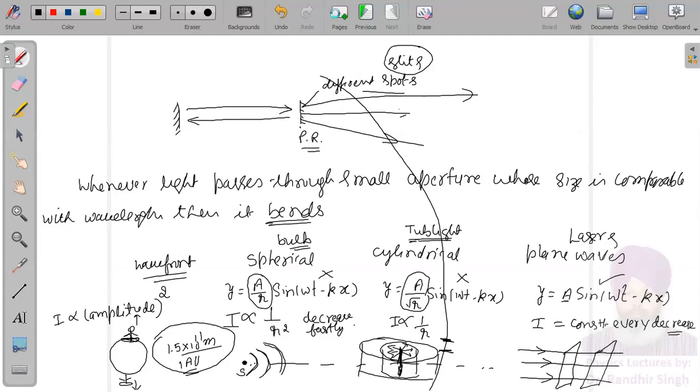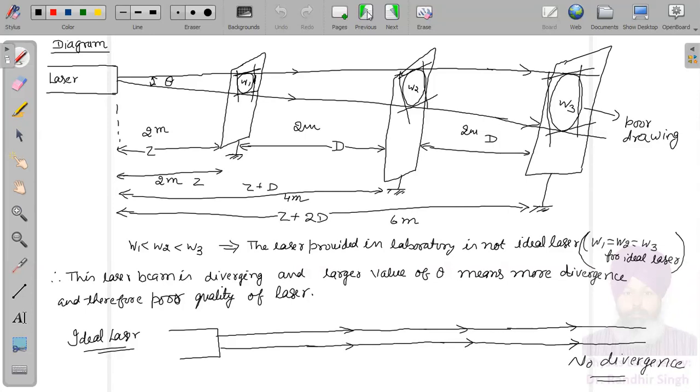Rather, instead of creating a new page, I could have gone to the previous page. So we will be starting the experiment now. This will be the laser. I will fix a graph paper on the screen. This screen is white in color. I will fix a graph paper on the screen, then I will put this screen at 2 meters from the laser.